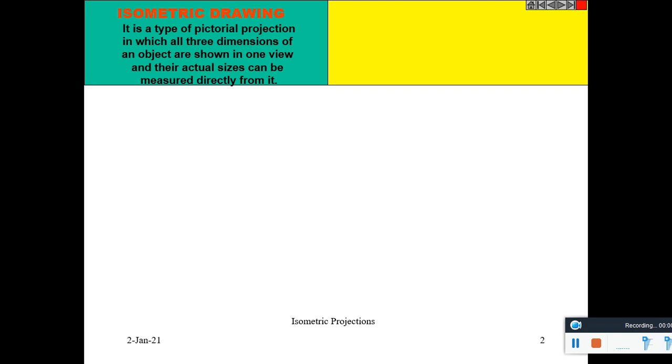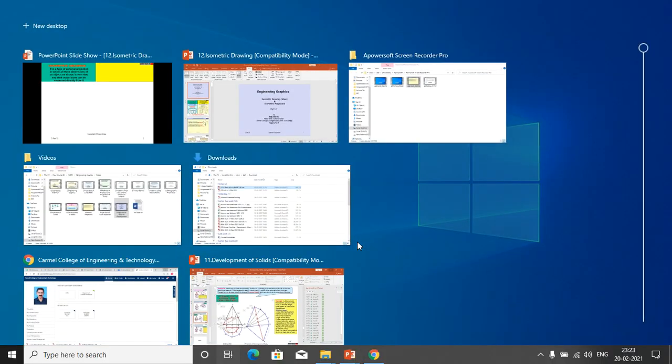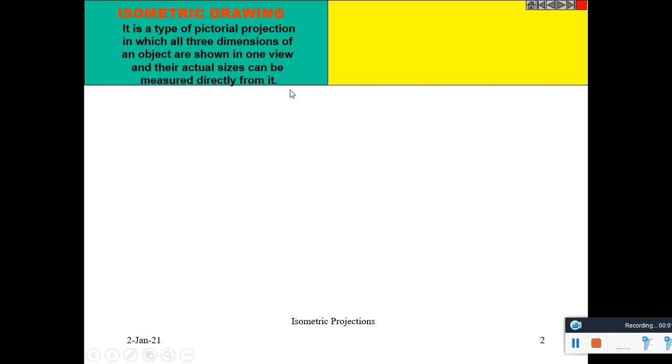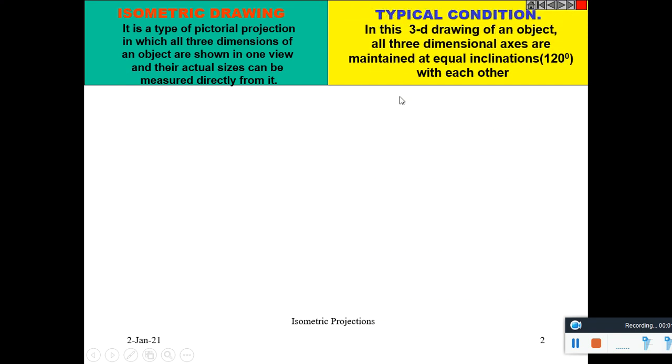So isometric drawing is a pictorial projection in which all three dimensions of an object are shown in one view and their actual sizes can be measured directly from it. In this 3D drawing of an object, all three-dimensional axes are maintained at equal inclinations, that is about 120 degrees with each other.